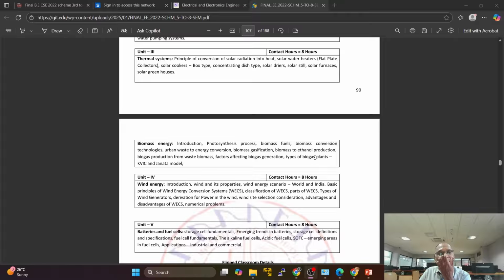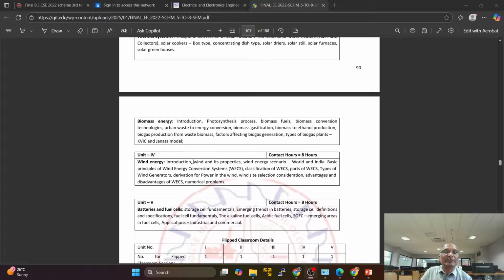Nowadays, in this part of Belgaum, we have a large number of sugarcane industries which are using biomass to produce ethanol, which can be used as an additive for petrol in vehicles. Similarly, there are models called KVIC, the Karnataka village models, and similarly Janata models, which come under biomass energy.